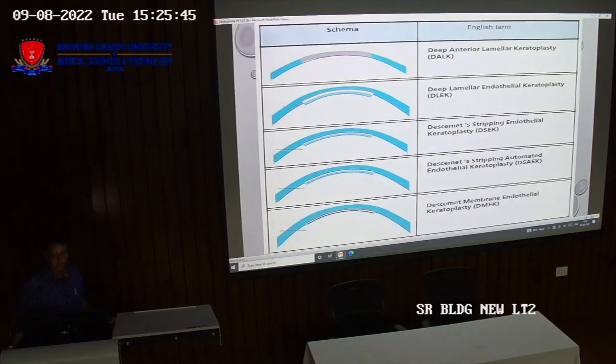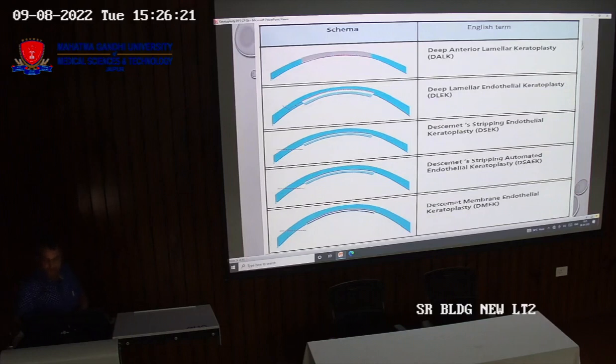So in this diagram you will see how many layers are replaced in which type of keratoplasty. First is the DALK, deep anterior lamellar keratoplasty, in which the epithelium, Bowman's membrane, and up to 70 to 80% of the stroma is replaced. Another is DLEK, deep lamellar endothelial keratoplasty. Third one is DSEK, Descemet stripping endothelial keratoplasty, in which the endothelium, Descemet membrane and part of the stroma is replaced.